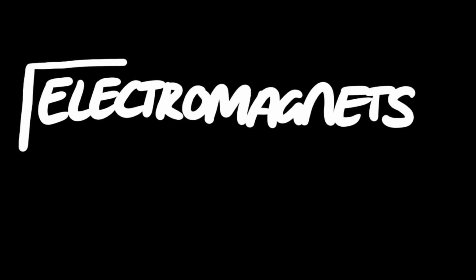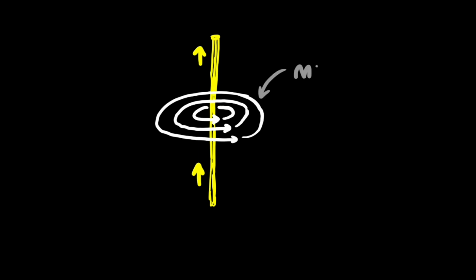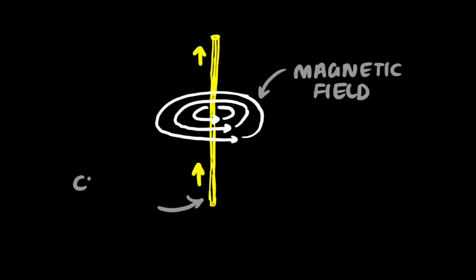So that's magnets, but what about electromagnets? The first thing that we need to understand is that when a wire has current flowing through it, for example this yellow wire, it creates a circular magnetic field around it, as you can see in the white.